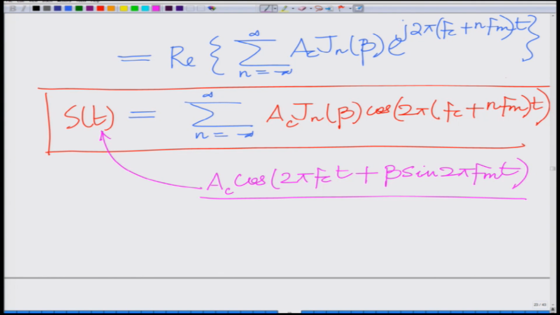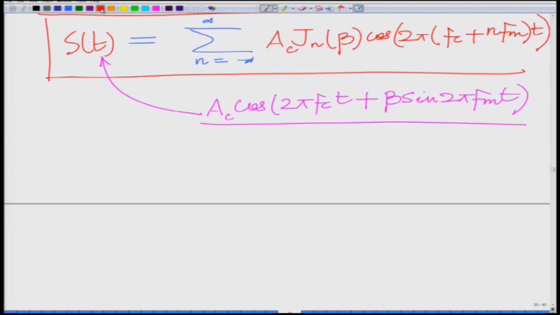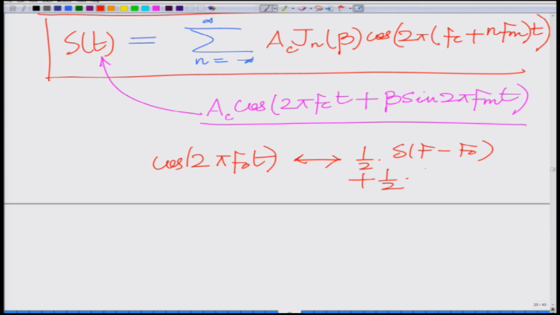Now, we know that the Fourier transform of cosine 2π f_0 t has impulses of amplitude half at f minus f_0 plus half delta f plus f_0. Therefore, each cosine 2π(f_c + n f_m)t is basically one impulse pair. If you take the spectrum of that, it is an impulse of amplitude half at f_c + n f_m and an impulse of amplitude half at minus f_c minus n f_m.